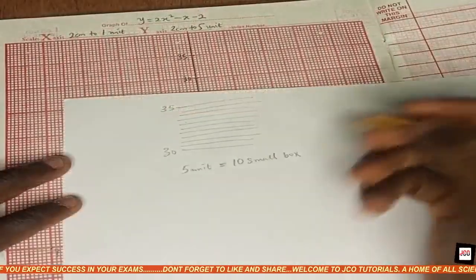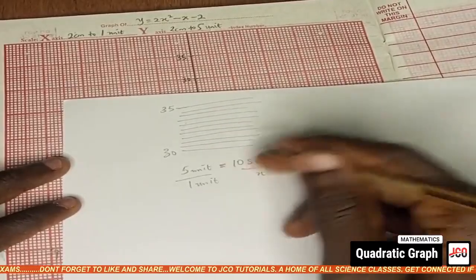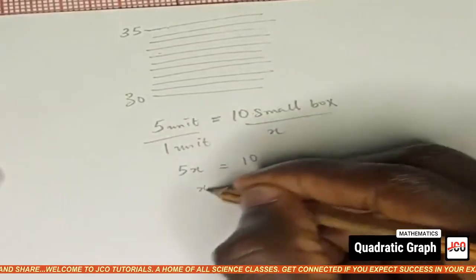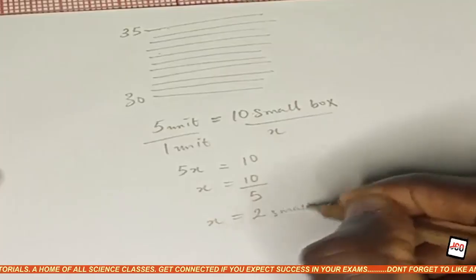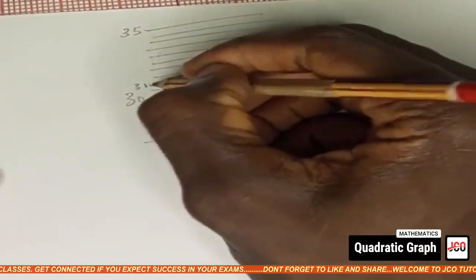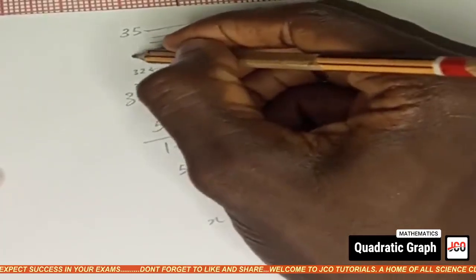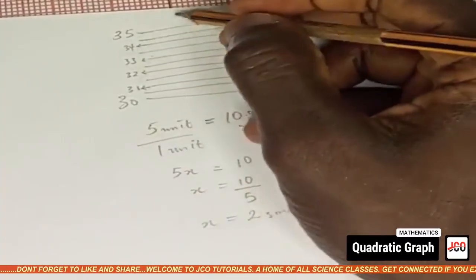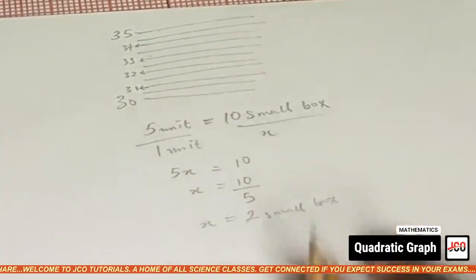So now we're going to have 1 unit. What is it going to be? We cross multiply. 5 times x gives me 5x. 10 times 1 gives me 10. x is equal to 10 divided by 5. x gives me 2 small boxes, which means every 2 small boxes, I'm going to count 31. You see it? 32, like that. Then next 33, next 34. So 2 small boxes give me 1 unit. So that is how to get 34. So as we keep on, just know that every 2 small boxes on the y-axis is 1 unit. We'll keep going on like that.